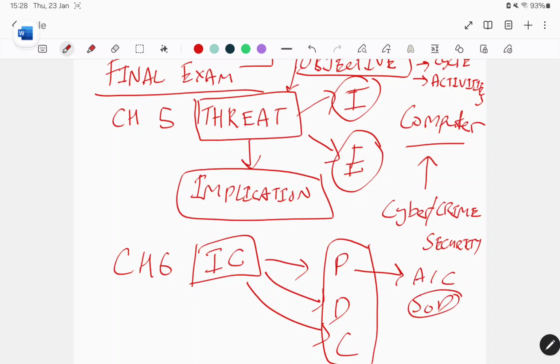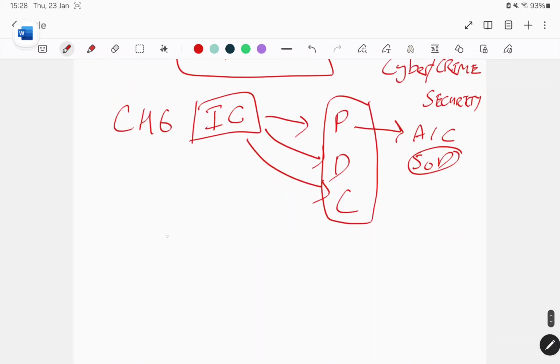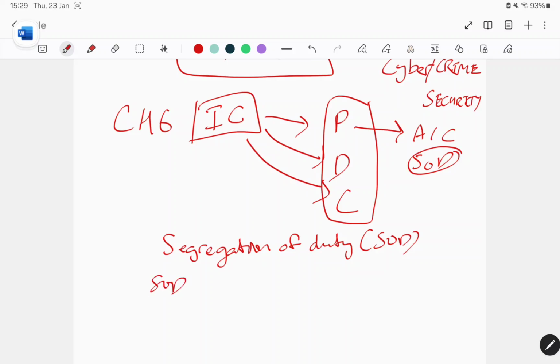SOD. Don't use the short form in the exam. You write it once in full and then put the abbreviation in brackets, then it's okay: segregation of duties (SOD). Write it as the main point, and then the explanation below. In the exam, your writing will be something like this, and then you can use SOD later on.